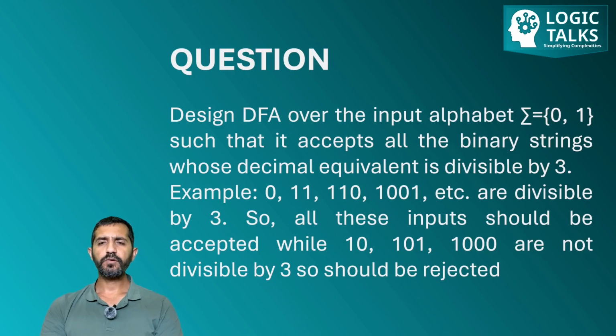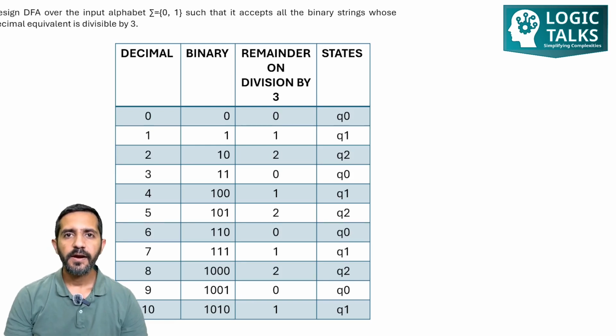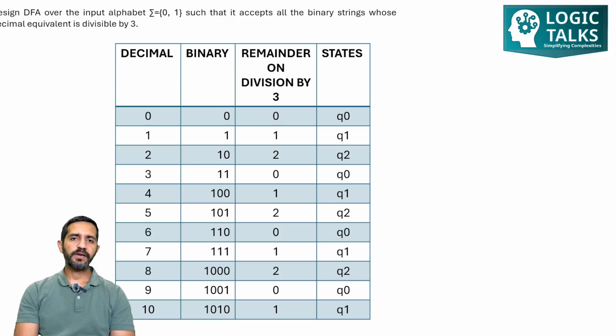So let us now move on to the solution. Let us see this table. The first column gives us the decimal numbers ranging from 0 to 10, and their binary equivalents are given in column number 2. So the binary equivalent for 0 is 0, for 1 it is 1, for 2 it is 10, for 3 it is 11, for 4 it is 100, and so on.